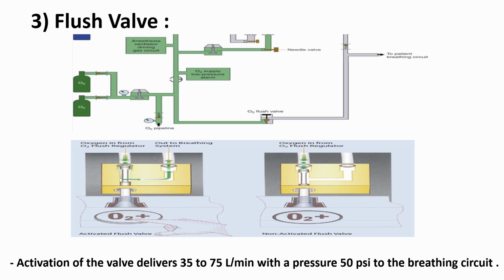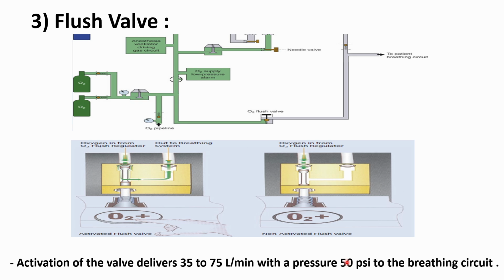The third pathway through the anesthesia machine for oxygen is this part, the oxygen flush valve, which is connecting directly to the high pressure circuit, at the pressure of 45 psi, to the outflow. The activation of this valve will deliver a pressure of 45 to 50 psi to the breathing circuit.